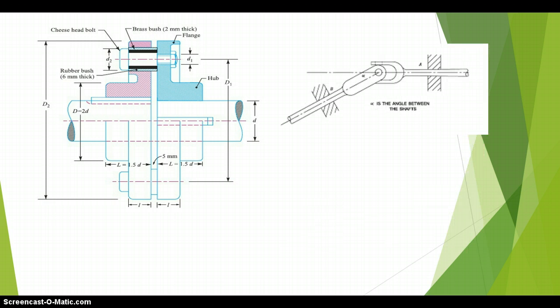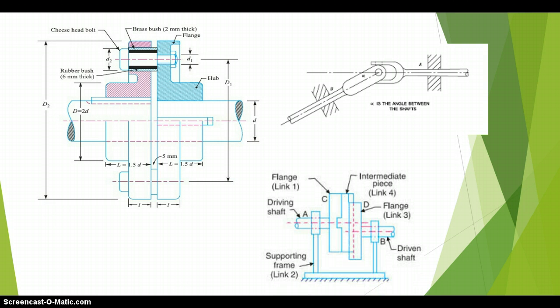Now this is another type of flexible coupling, the universal joint, or also we can say Hooke's joint. Here you can see the driver shaft and driven shaft have more than 5-degree misalignment. If the angle between the driver shaft and driven shaft is more than 5 degrees, then we use this universal or Hooke's joint. And the third one is the Oldham coupling, where the lateral misalignment is more than 5 mm, that is, the distance between the axes of the driver shaft and driven shaft is more than 5 mm, then we use the Oldham coupling. So these are the flexible couplings.